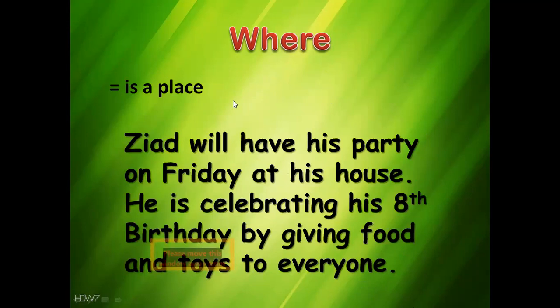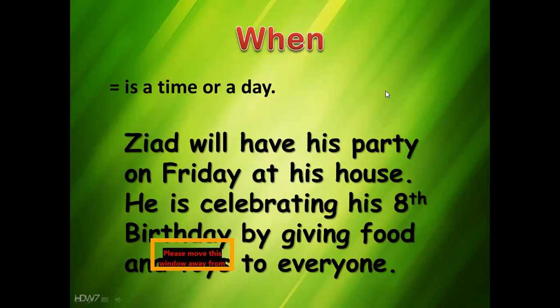When we read this passage, Ziad will have his party on Friday at his house. Where is the party? At his house. So when? When means time or a day. In the first two lines of the passage, Ziad will have his party on Friday at his house. Time and day are given.